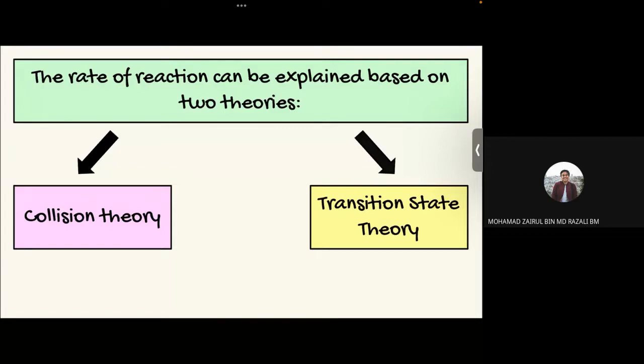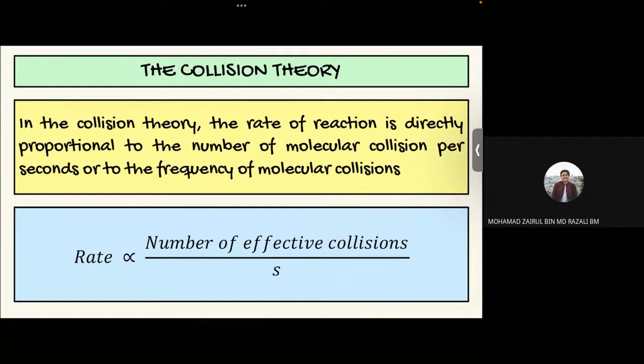Collision theory, I think you are already quite familiar sebab awak pun dah pernah dengar tentang collision theory waktu awak belajar waktu sekolah menengah dulu. Basically collision theory ni explains that in order for the product to form, the reactant must collide with each other. So kalau untuk hasilkan produk, reactant itu mesti berlanggar antara satu sama lain. Tapi not all collisions matter. Sebab tak semua collision akan menghasilkan produk. So collision yang akan menghasilkan produk itu kita panggil sebagai effective collision.